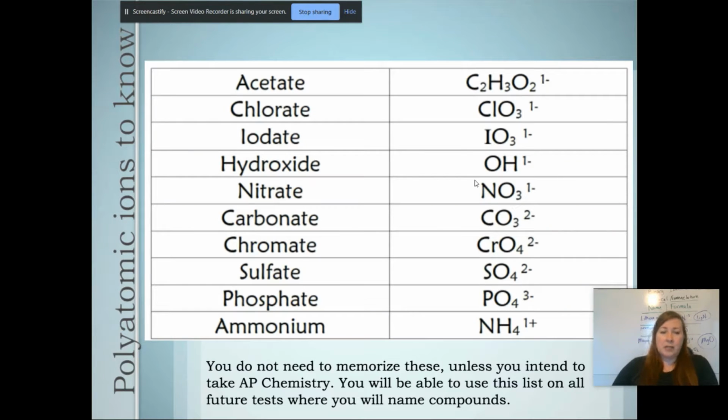So the polyatomic ions that you need to know are these. There are 10 of them. You don't need to memorize them unless you're planning on taking AP Chemistry. If you do take AP Chemistry, you will be expected to know all of these, plus maybe a couple more. I want to say cyanide is on there, which is CN minus 1, carbon, nitrogen, minus 1. But for general chemistry class, we're not expecting you to memorize these. You'll have a list given to you on all future tests, just like you're expected to be able to use a periodic table, you'll be expected to use this list as well.